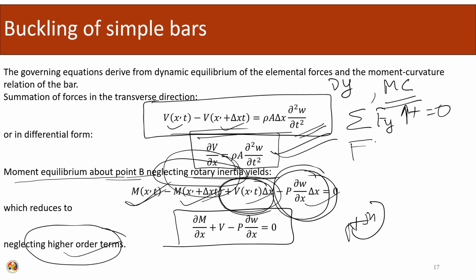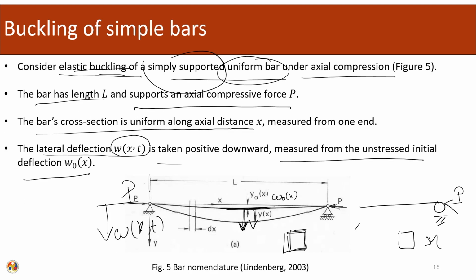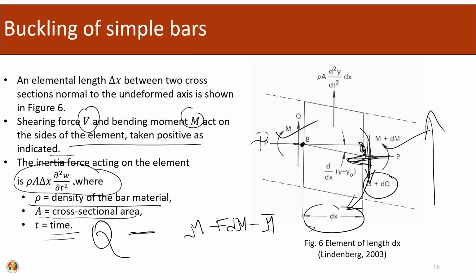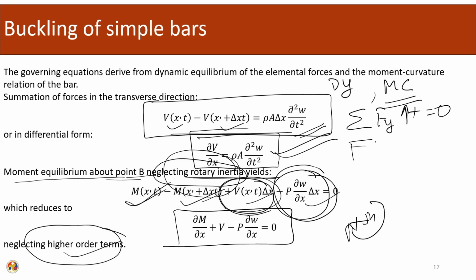So, how did we start the problem? We took a simply supported beam which is uniform. We put an axial load that will cause the buckling in the system. We took out a differential element, and using the force balance in the y direction and the moment balance, we wrote down the equations.